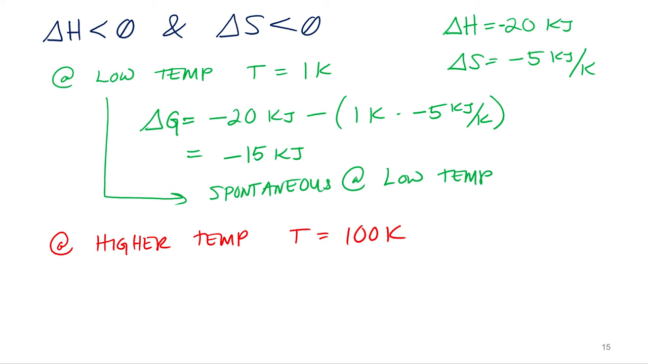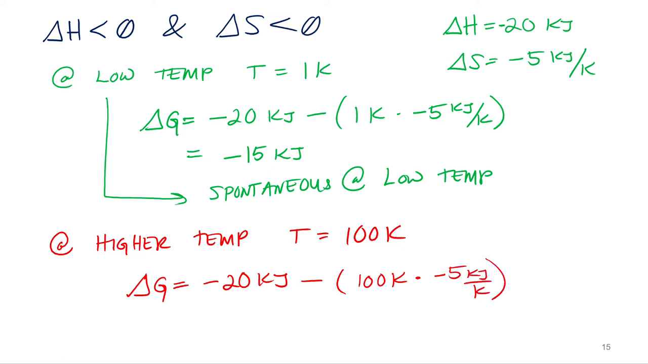Story of my life. Okay, so at higher temperature, what's going to be our delta G? I bet you could predict this. So it's still negative 20 kilojoules minus, now we're at 100 Kelvin, T times delta S, so 100 Kelvin times a negative 5 kilojoules per Kelvin. So that's negative 20 minus a negative 500, so plus 500. So what's that? Plus 480 kilojoules. So what's that mean? Non-spontaneous.